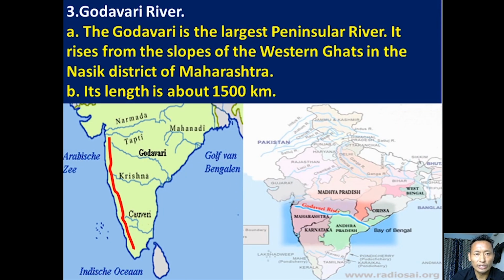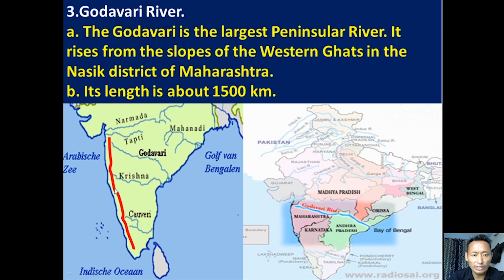Next river system that we are going to learn is the Godavari River. Godavari River is the largest peninsular river. So among the peninsular rivers, Godavari is the largest river system of India. It rises from the slopes of Western Ghat. We already discussed the characteristics and features of Western Ghat and Eastern Ghat in chapter number 1. So the origin of the Godavari River is from the slopes of Western Ghat.